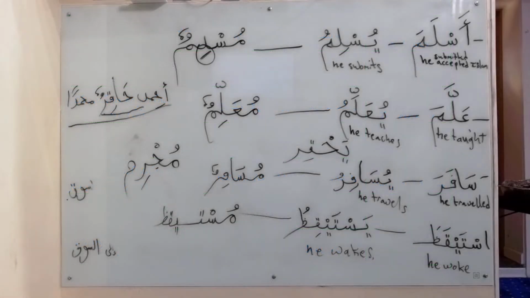The two of you, let's use one of these, accepted Islam. You can say aslamtuma. The two of you accepted Islam. Aslamtuma. The two of you taught, alimtuma. The two of you traveled, safartuma. The two of you woke up, istayqaztuma.